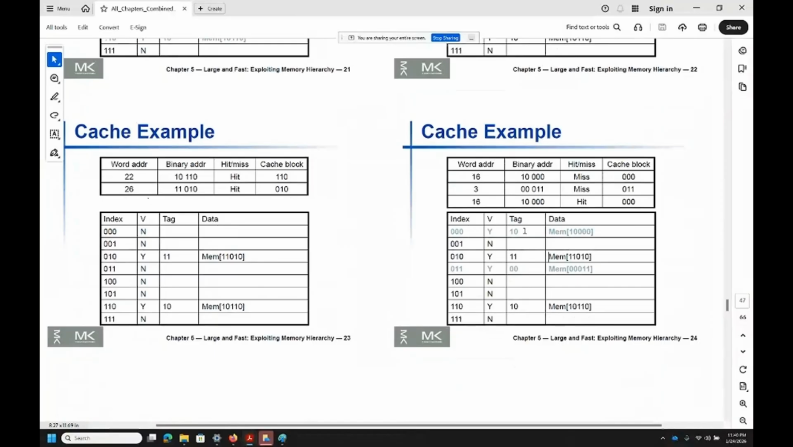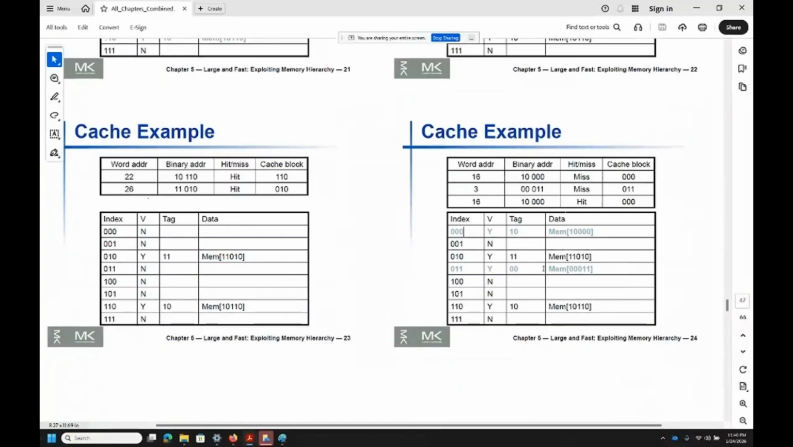So here your tag bit is just 10. 16 represented in binary is just 1 with 3 zeros. So your index is 3 zeros and the top 2 bits are 1 and 0. So again, with no modular division.